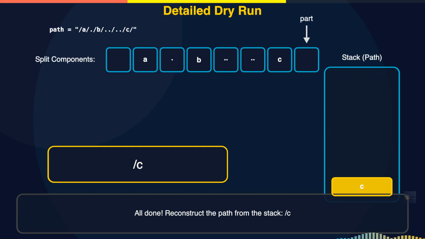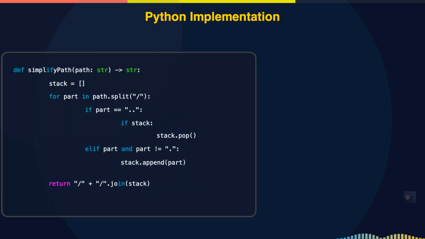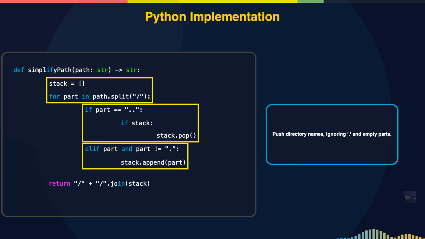Now, let's look at the Python code. We start by splitting the path using the slash as a delimiter. We initialize an empty list to serve as our stack. We iterate through each component. If the component is double dot, we check if the stack is not empty and pop if it is. If the component is not empty and not a single dot, we append it to the stack. Finally, we return a slash joined with the stack elements.